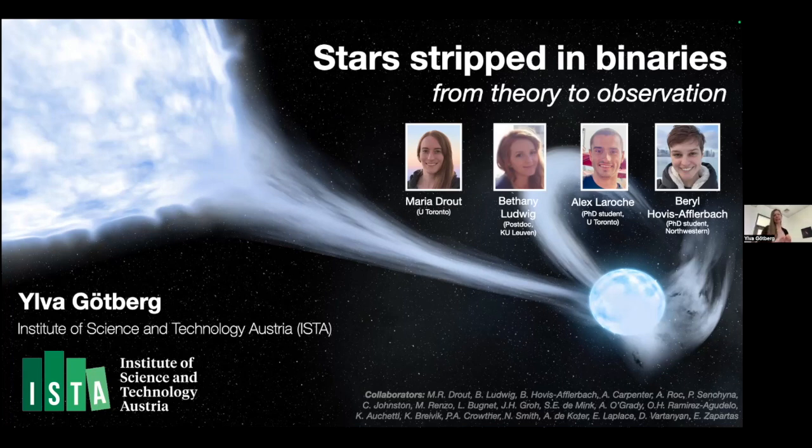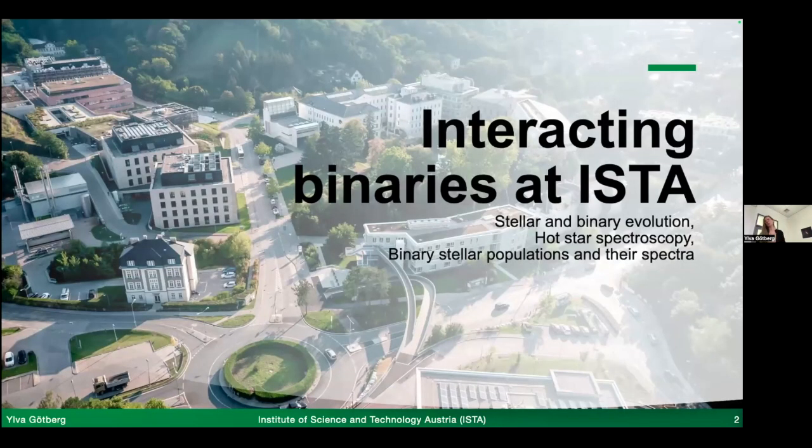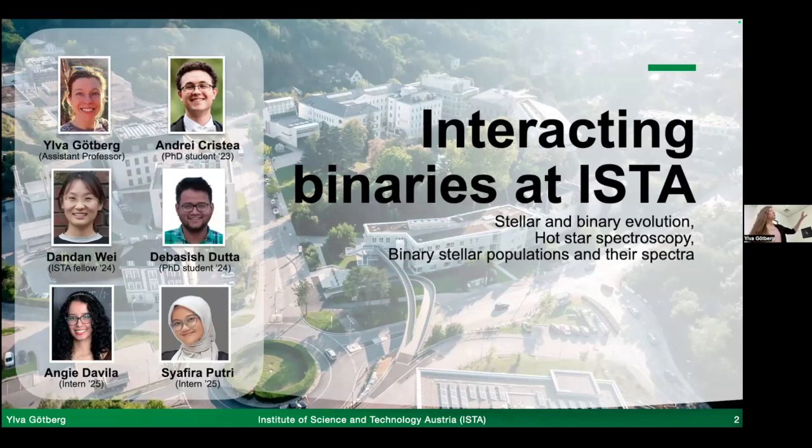I work at the Institute of Science and Technology Austria, or ISTA for short. This is the campus, and we have just recently started this little group of interacting binaries. Since they are all very new, we don't have any results just yet, but maybe next time I can show you some results from these new group members.